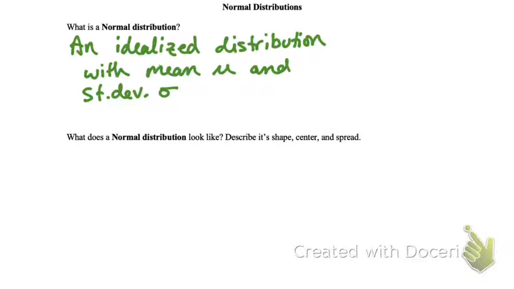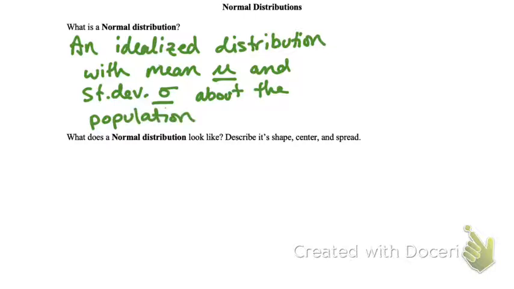Now, if I'm using mu and sigma, is it about a sample or about a population? Population. It's about a population. Very good. Because I'm using mu and sigma, this is about a population. So it's an idealized distribution with a mean of mu and a standard deviation of sigma about the population.